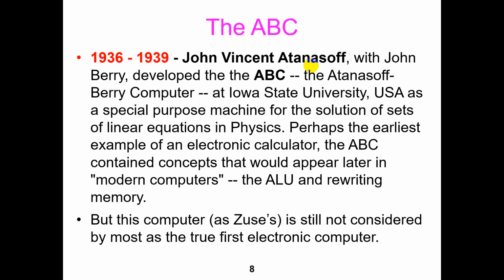The ABC. Between 1936 and 1939, John Vincent Atanasoff with Clifford Berry developed the ABC, the Atanasoff-Berry Computer, at Iowa State University, USA, as a special purpose machine for the solution of sets of linear equations in physics. Perhaps the earliest example of an electronic calculator, the ABC contained concepts that would appear later in modern computers, such as the ALU and regenerative memory. But although this computer existed, it is still not considered by most as the true first electronic computer.